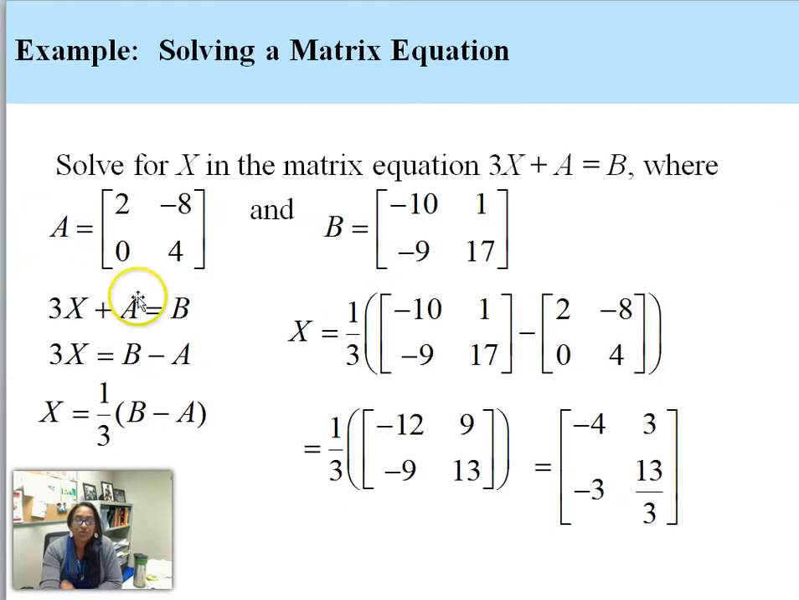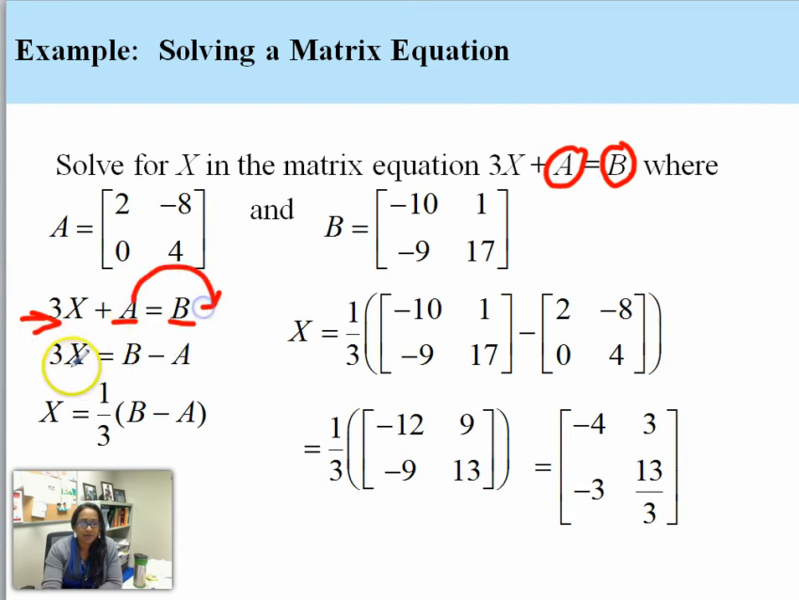Solve the matrix equation. Now let's go ahead and look at this one. I have two 2 by 2 matrices here, and the equation is 3x plus A is equal to B. Here this A stands for matrix A, and this B stands for matrix B. So now I'm trying to solve for x. Just like a linear equation, I subtract A on both sides, and divide by 3 on both sides, so I have x is equal to 1/3 times (B minus A).